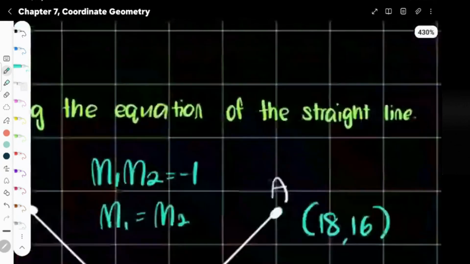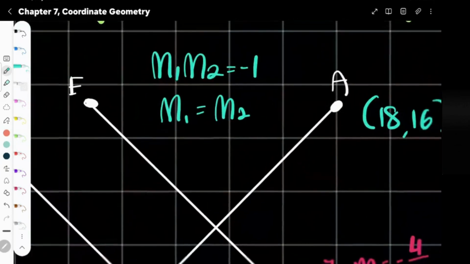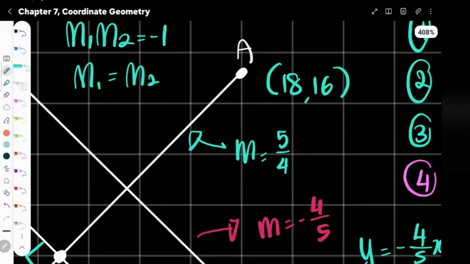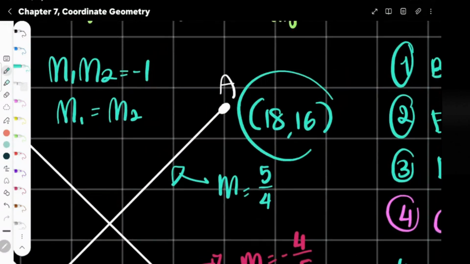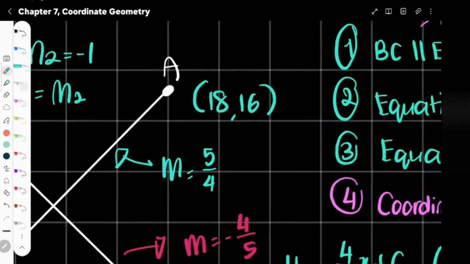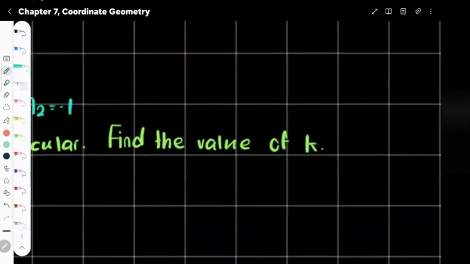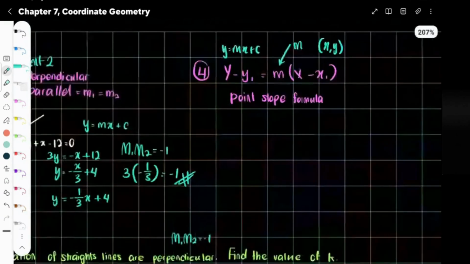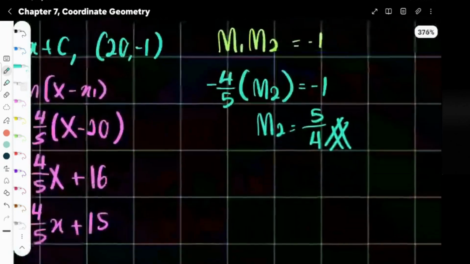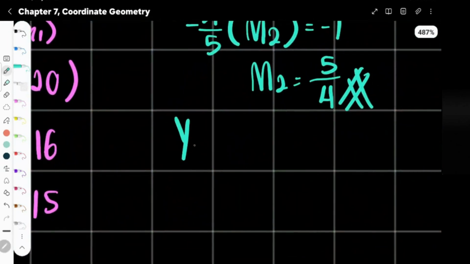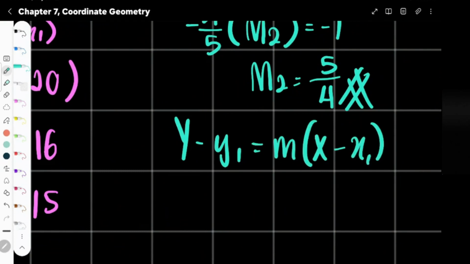Yeah, that straight line here. So we know this gradient here, m is equal to 5 over 4. And we know a gradient, and we know the coordinate. So what formula can we use? The point slope formula, this formula here, right? So let's use that formula. y minus y1 equal to m times x minus x1. So we know the m is 5 over 4. x, we leave it there.